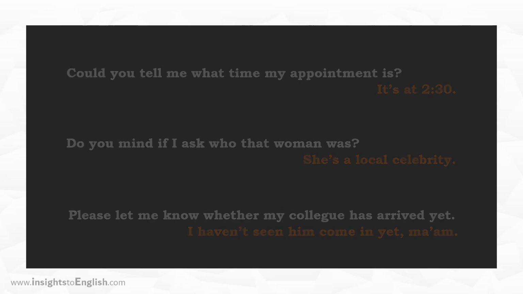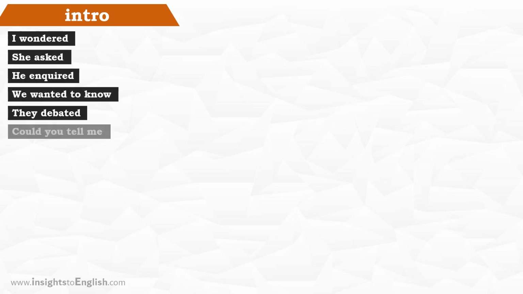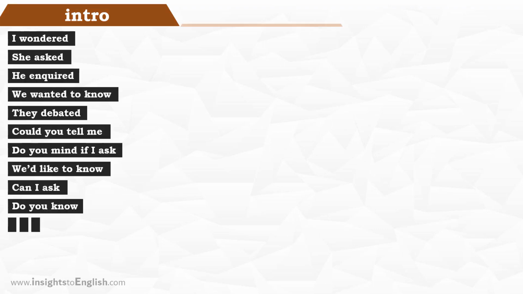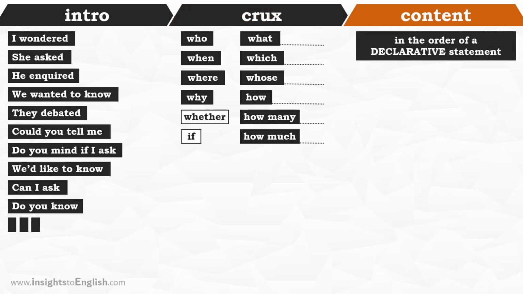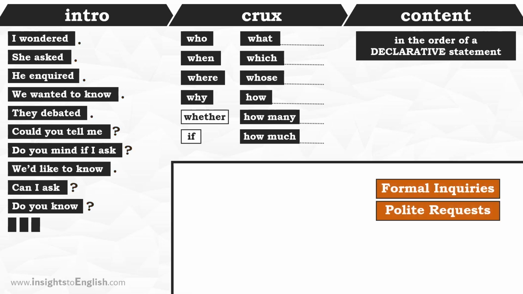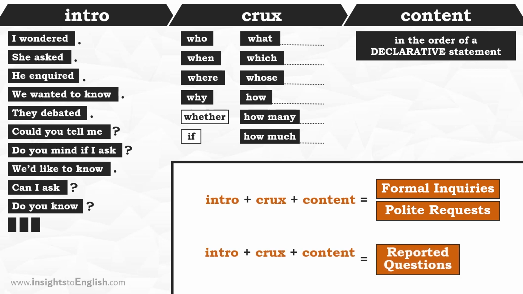Makes sense. Okay, to recap, indirect questions need an intro like they wondered or could we ask, a crux like who or if, and the content, which is the details of the question. Right. And at the end, use either a period or a question mark depending on which intro you used. Yeah. For polite or formal inquiries and requests, that's it. But for reported questions, we also go through the same steps as with any other reported speech. You got it. Cool.